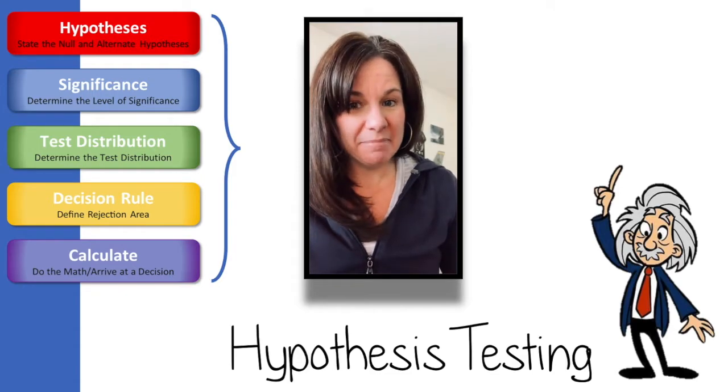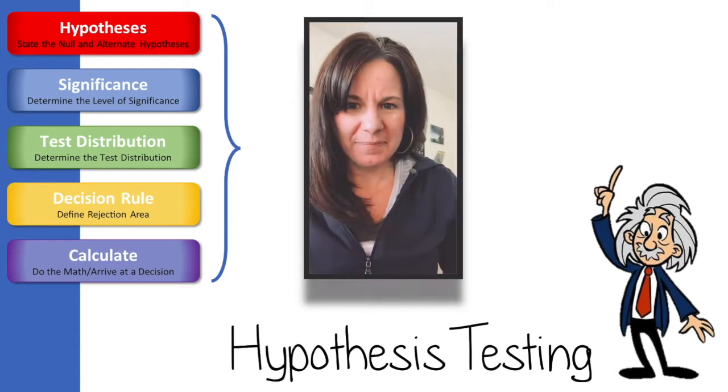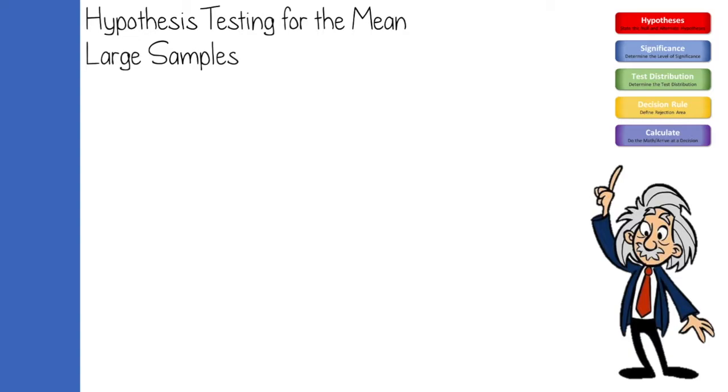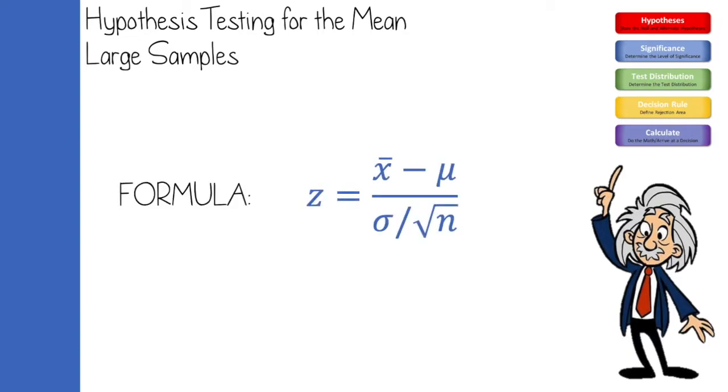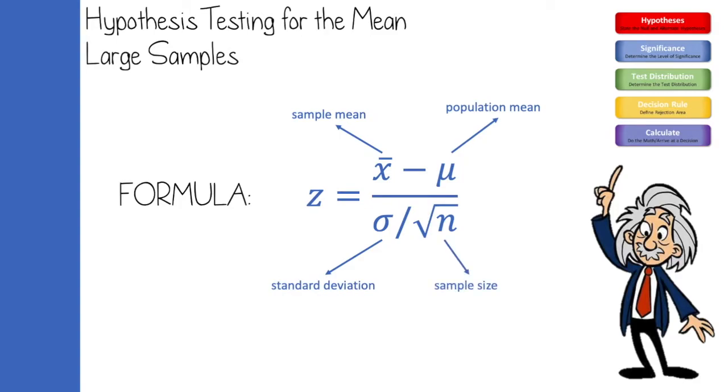Before we begin, we're going to need a formula. The formula for hypothesis testing for the mean in large samples looks like this. Z equals x bar minus mu divided by the standard deviation divided by the square root of n. So let's just remember what each of these things is. x bar, that's the sample mean. Mu, population mean. Sigma is the standard deviation, and n is the sample size. Here we go.